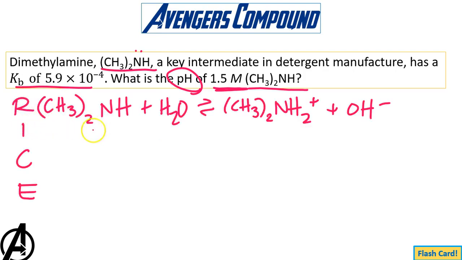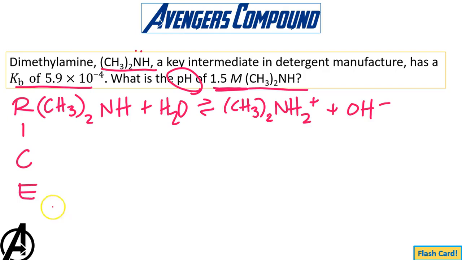So here I have (CH3)2NH plus water in equilibrium to form (CH3)2NH2+ plus OH-. All we have to do is add a charge because we're adding a proton, right? And so then what's left over? OH minus. And as you can see, I've already set up my ICE table because I already know I'm in equilibrium, and I'm already thinking, hey, I've done the weak acids before. This couldn't be that bad.